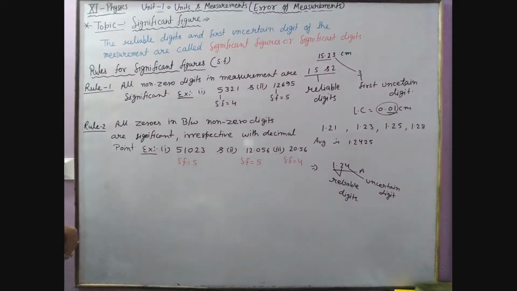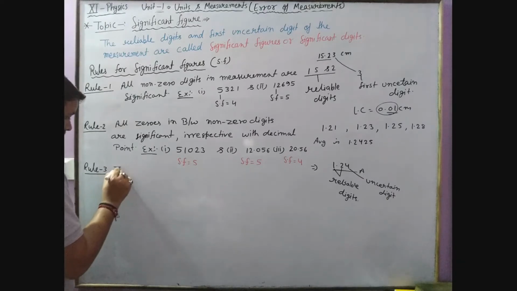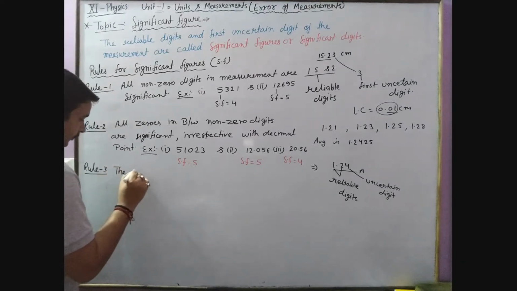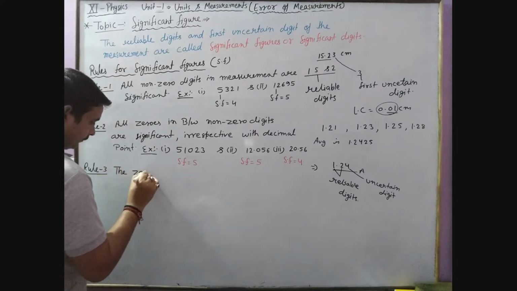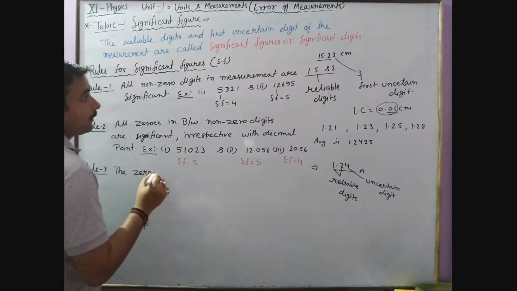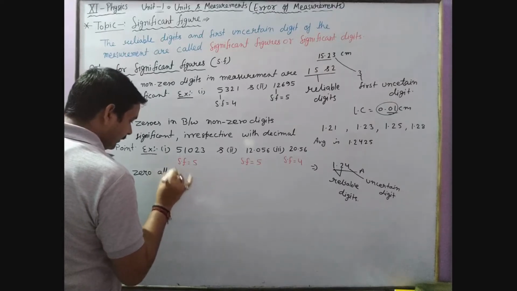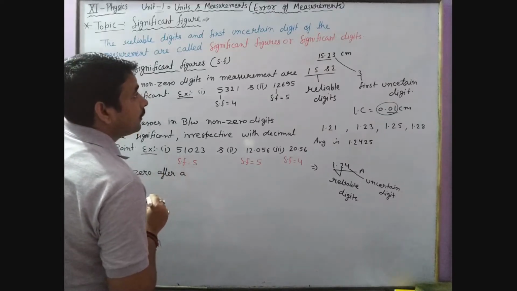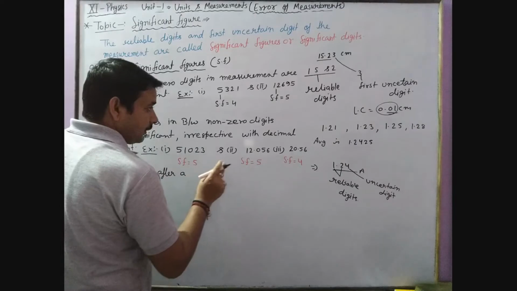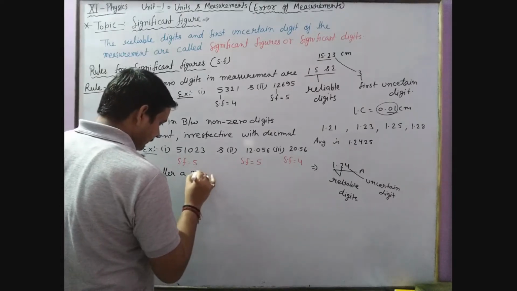Okay, next, rule number 3. According to this, the 0 after a non-zero digit.